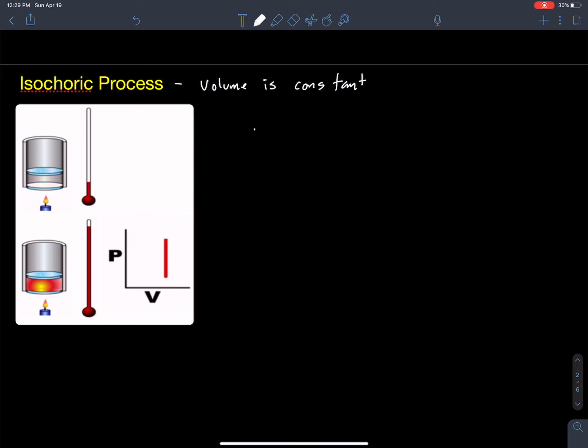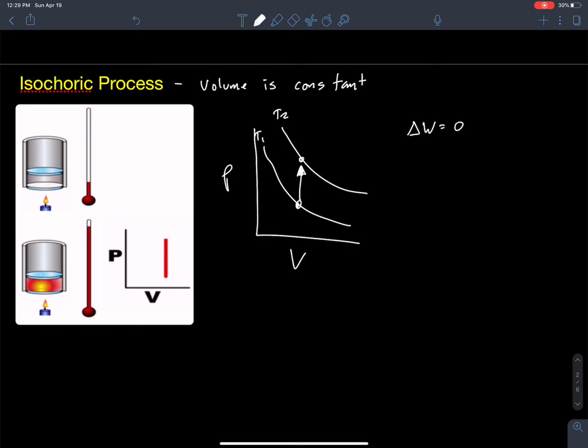Okay, now if I was to take a look at the PV graph for that, I'm here and I'm here. This is T1, T2. And if I jumped there, I've changed isotherms. So although the volume hasn't changed, if the volume hasn't changed, then my change in work is going to be equal to 0. So if I look at the first law of thermodynamics, the change in internal energy is equal to the change in Q plus the change in W.